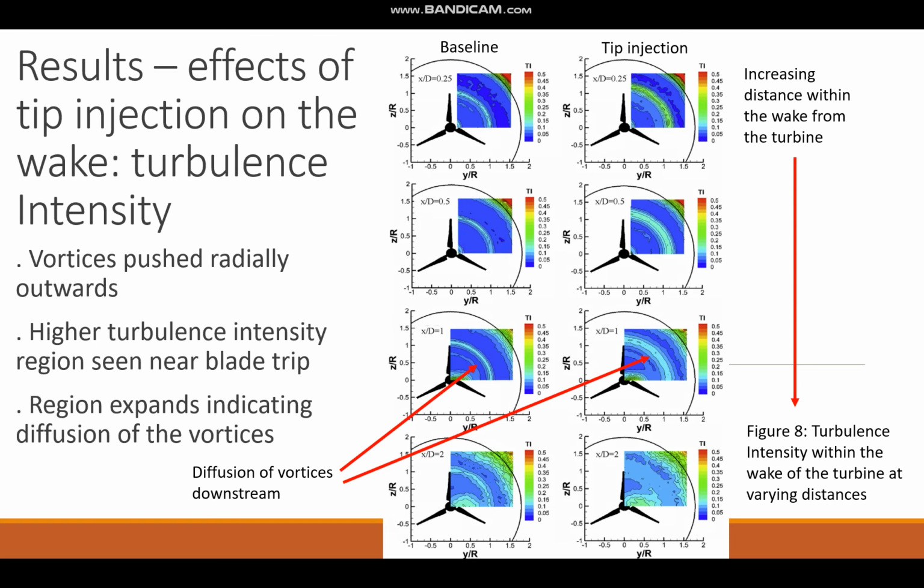The actual impact is more evidently displayed by the turbulence intensity, shown in Figure 8. It can be seen in the right column, where tip injection is included, that the vortices are pushed radially outward. This region is now marked with higher turbulence levels and becomes more packed with contour lines. This region becomes quickly enlarged downstream, indicating diffusion of the vortices. This is important for turbine arrays, as it means downstream turbines will be exposed to less concentrated vortices.